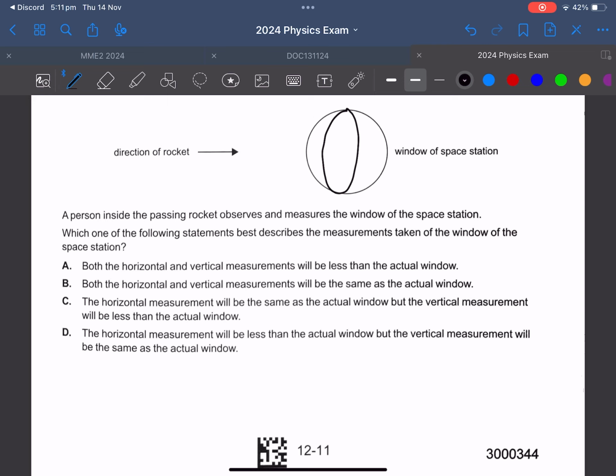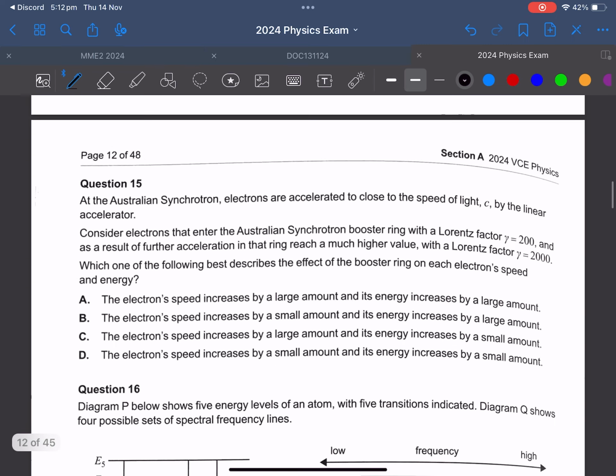Okay. So option A is ruled out. Will be the same as the actual window. No. The horizontal measurement will be the same as the actual window. Incorrect. That's the one actually changing. The horizontal measurement will be less than the actual window. That's correct. But the vertical measurement will be the same as the actual window. Yes. So it's going to be option D for this.